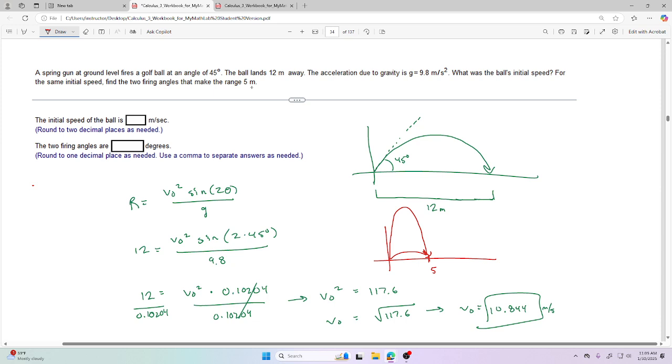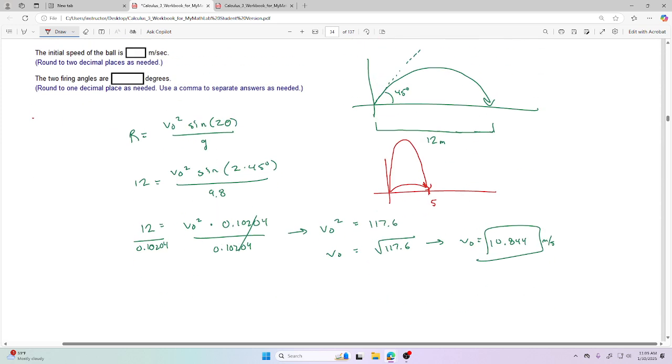Hasn't the range now become 5? Yes, the range has become 5. So we have the same formula, and we know the initial velocity. Our only missing piece is theta, so we can use the same formula again. That's pretty nifty.